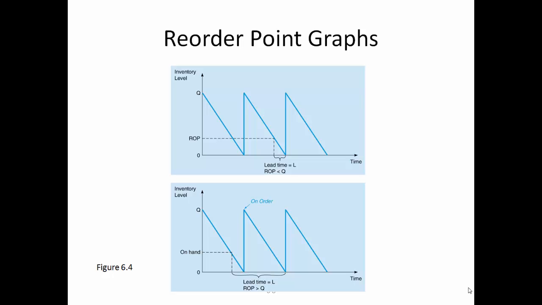Here are reorder point graphs. As we discussed with this graph before, we know that we have the optimum quantity on hand, and when our stock gets down to 0, we have nothing. If we know the lead time, then we can know when that reorder point is, to keep us from getting to 0.